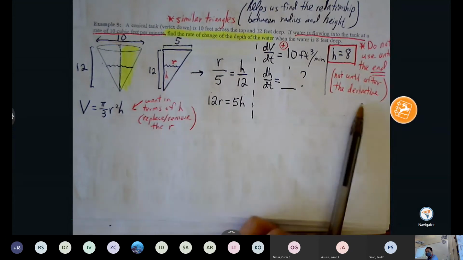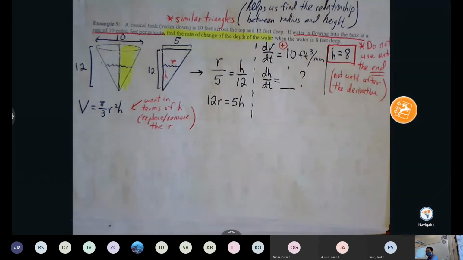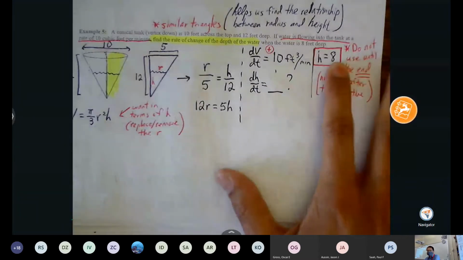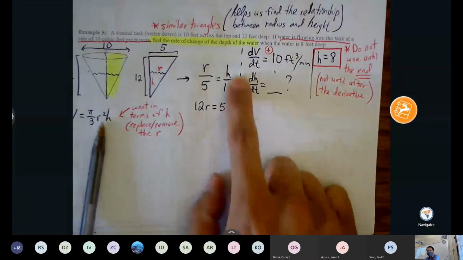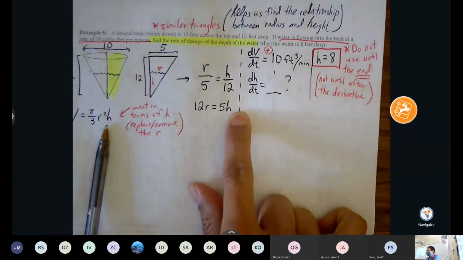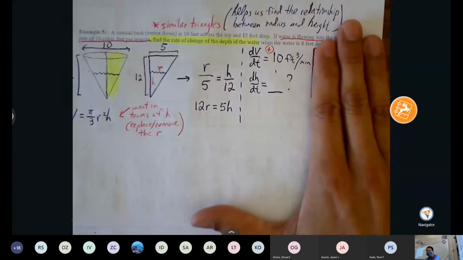But after the derivative shows up and we've established all the relationships and we're ready to find the value, then we can plug that 8 in. But the tendency is we want to plug that in too soon because it's right there, right? It's like, why not plug in 8 for H when these are all the variables that we see? But we're going to ignore this until the very, very end. Okay.